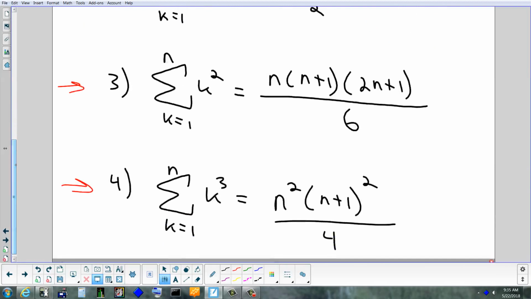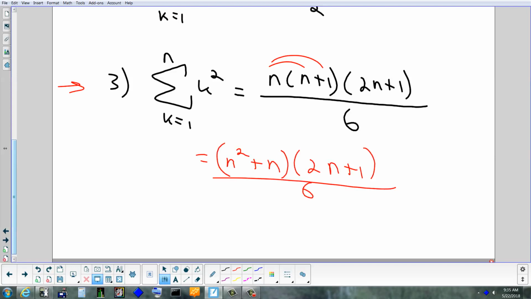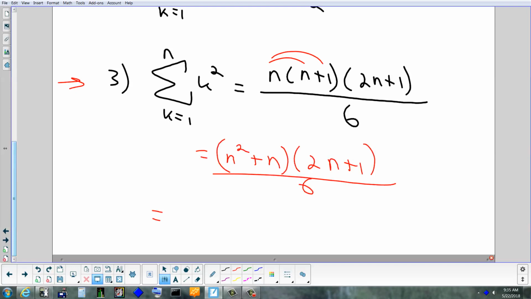Okay, let's get rid of that. And let's do that out a little bit, because that'll save us some time when we have to do the problem. So let's just start by distributing the n. So you get n squared plus n times 2n plus 1 all over 6. And now, what do I have to do to multiply out those 2 sets of parentheses in the top?